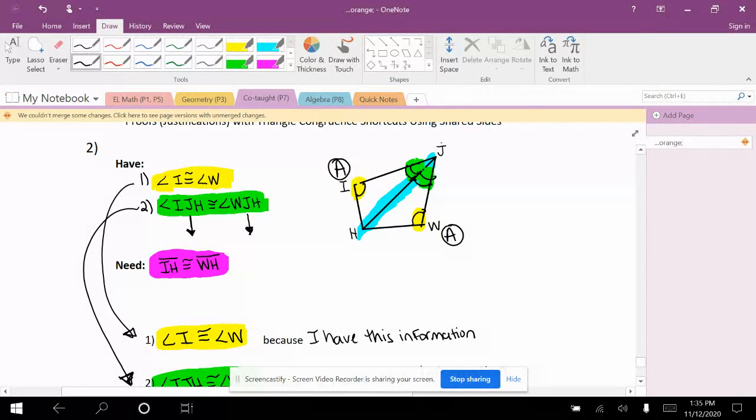We have an angle here in green. And we have a side here.